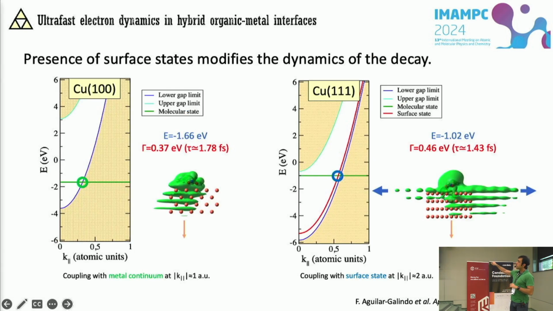Also, if we check the electronic structure of the copper 111 surface, we see that in this projective bandgap, we have the surface state. So the molecular state is able to couple with the surface for coupling with the metal continuum. And that is why in the case of the copper 111, the decay is totally parallel to the surface.